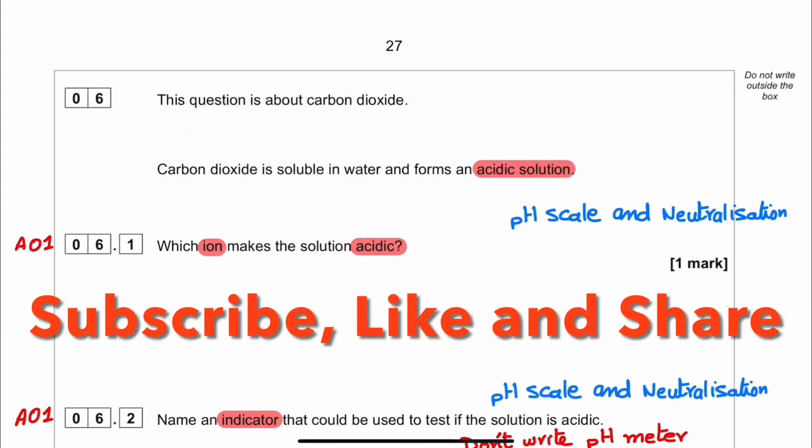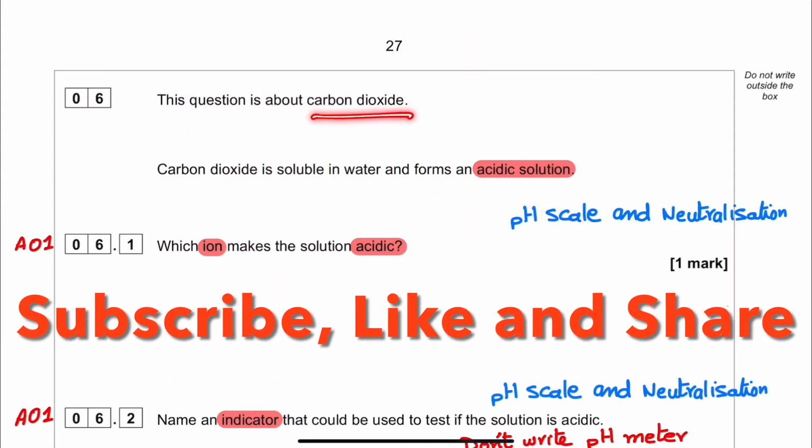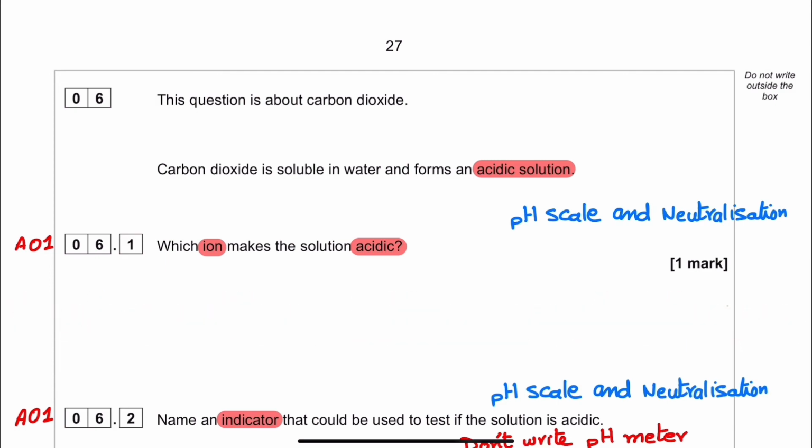Question number 6. This question is about carbon dioxide. Carbon dioxide is soluble in water and forms an acidic solution. 6.1 is an AO1 question, and this question is from the topic of pH scale and neutralization. Which ion makes the solution acidic? So the student must know the ion which is going to make it acidic is hydrogen ion, or H+. Let's see the model answer.